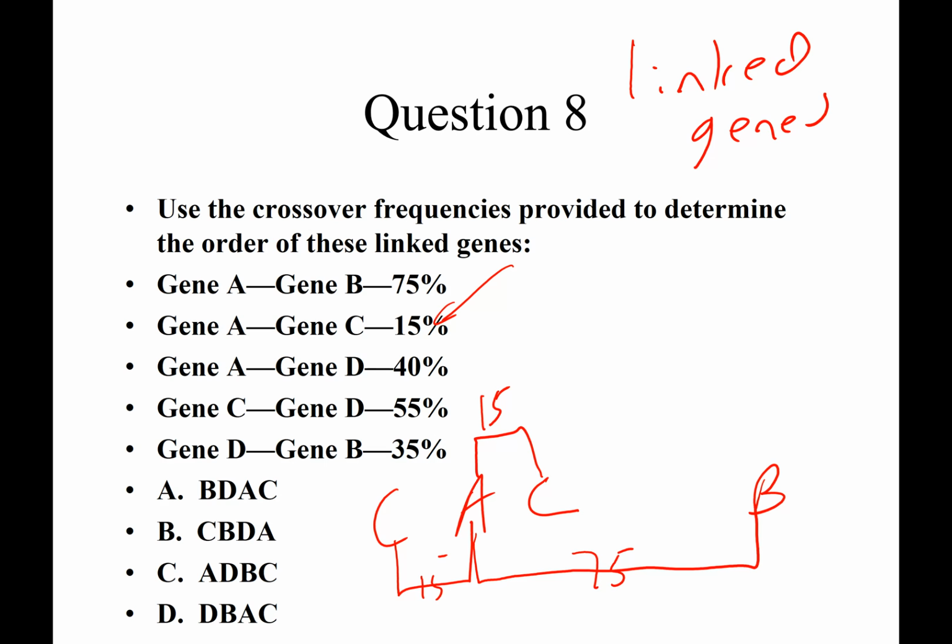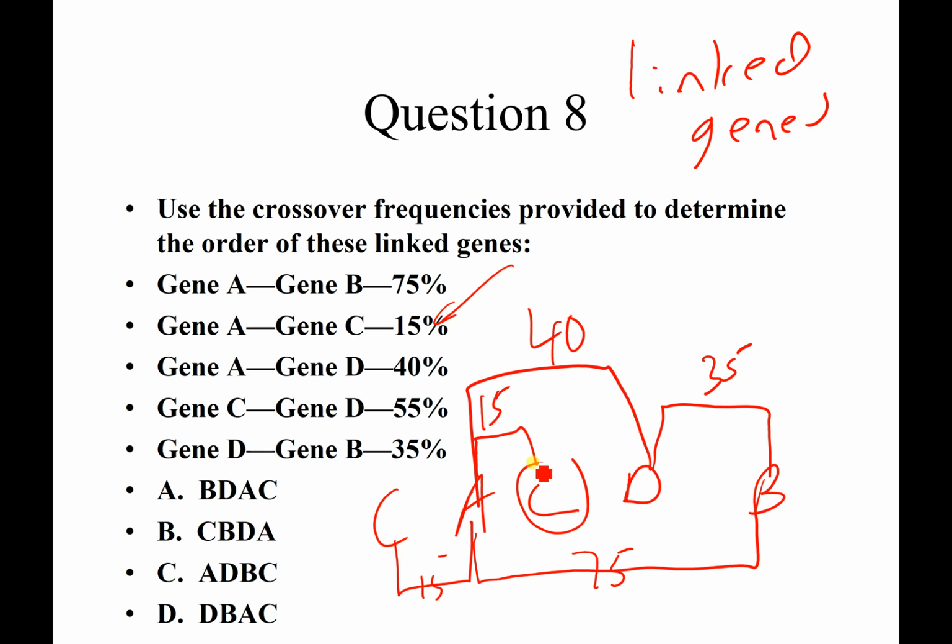So now we need to look at gene D. And if you look at gene D crosses over with A 40% of the time. It crosses over with B 35% of the time. Well, what I'm hoping that's telling you is that D is somewhere between A and B, and it's a little closer to B than it is to A. So gene D is somewhere in here. It crosses over here 35% of the time, and it crosses over here 40% of the time. Well, now we can compare C to D to determine if C is actually here or if it's here.